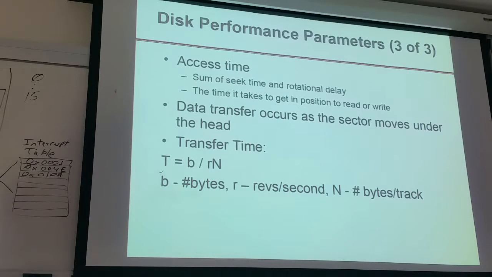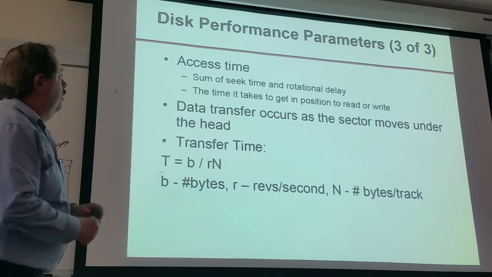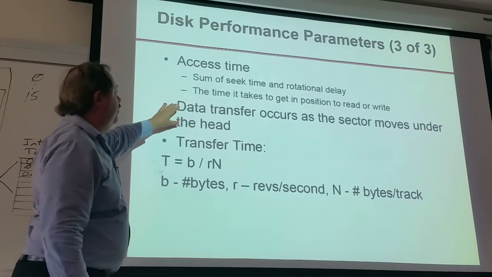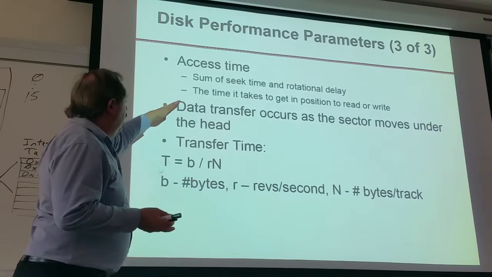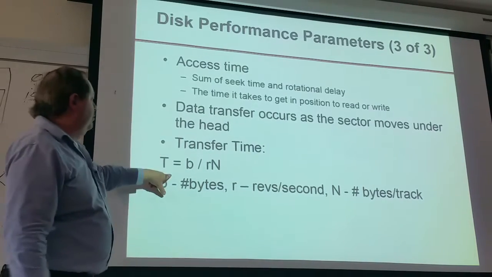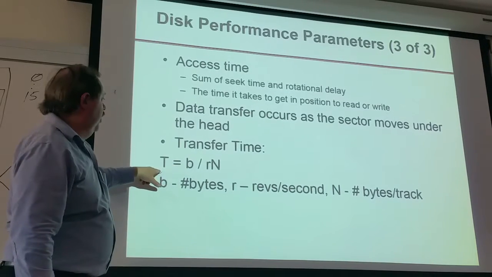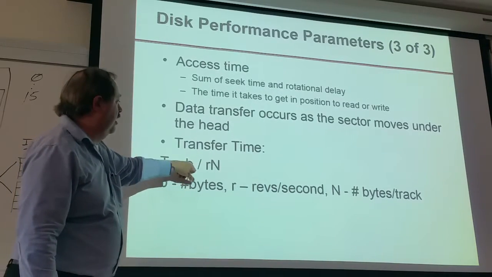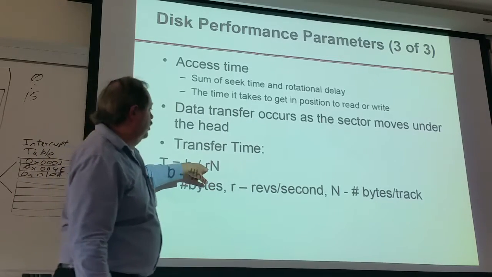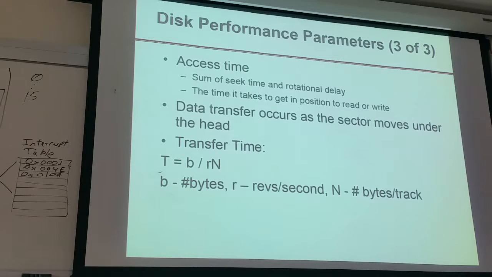There's this thing called access time. It's the sum of seek time and rotational delay, getting this thing in the right position, and then we could calculate the data transfer separately. And we can also calculate the total transfer time. The total transfer time is this formula here: total transfer time is equal to the number of bytes divided by the revolutions per second times the number of bytes per track. And the idea is to minimize or maximize the transfer time.